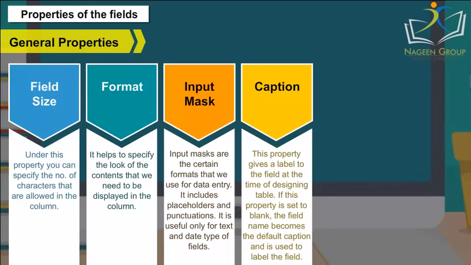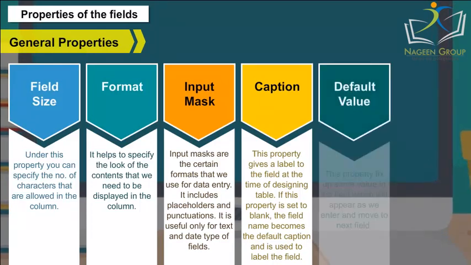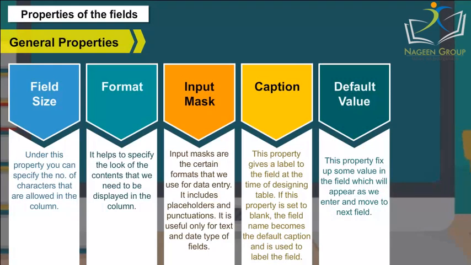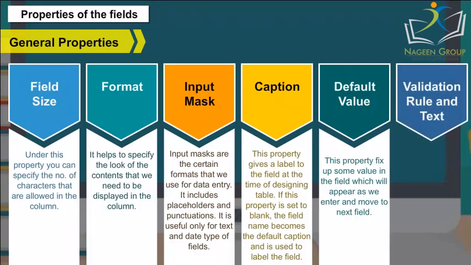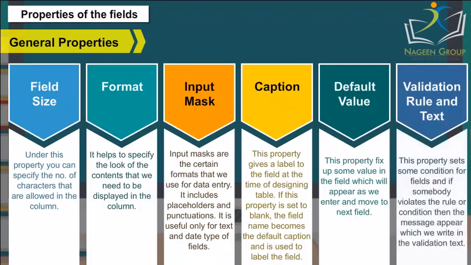If this property is set to blank, the field name becomes the default caption and is used to label the field. Default value. This property fixes up some value in the field which will appear as we enter and move to the next field. Validation rule and text. This property sets some condition for fields, and if somebody violates the rule or condition, then the message appears, which we write in the validation text.